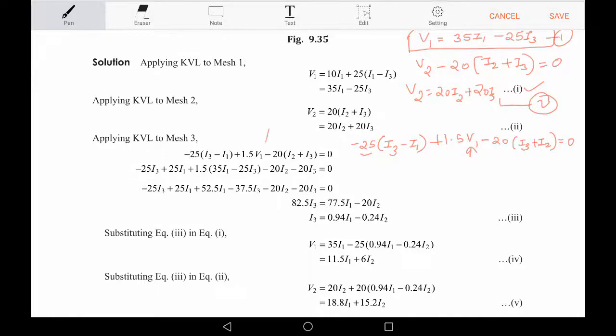We have V1 from equation number 1: V1 is equal to 35 I1 minus 25 I3. Substitute this value for V1 into this equation, so we get 35 I1 minus 25 I3. 1.5 into 35 is 52.5. Then again 1.5 into 25 is 37.5 I3. This all comes here. Then rearrange, and we get I3 in terms of I1 and I2.